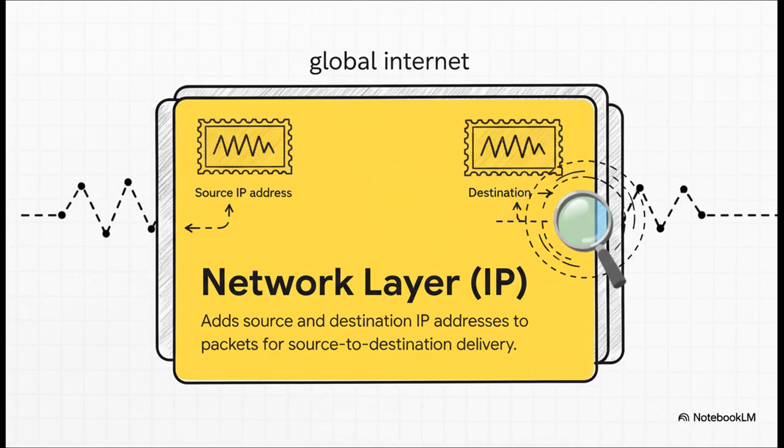Next up, that first envelope gets stuffed inside another one at the network layer. This creates what we call an IP packet, and this is where that IP address we got from the DNS lookup finally gets used. The source and destination IPs are stamped right on the front. This is the main address that's going to guide our packet all the way across the globe.